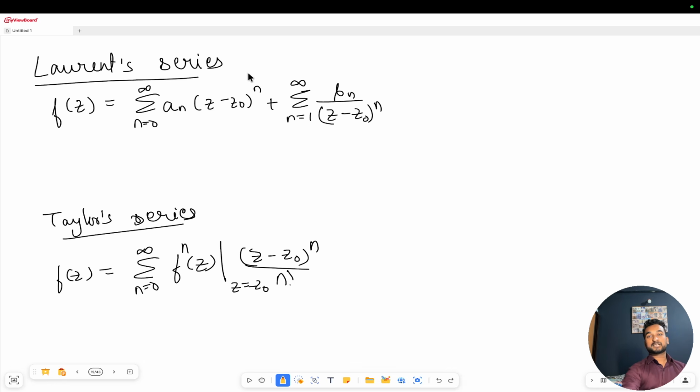That means you expand about singular points in Laurent series, but in Taylor series and Maclaurin series you don't expand your function at singular points. Singular points are those at which the function is not analytic. So in Laurent series you expand at both singular and non-singular points. That means you will have some negative powers of your complex number, that is z.